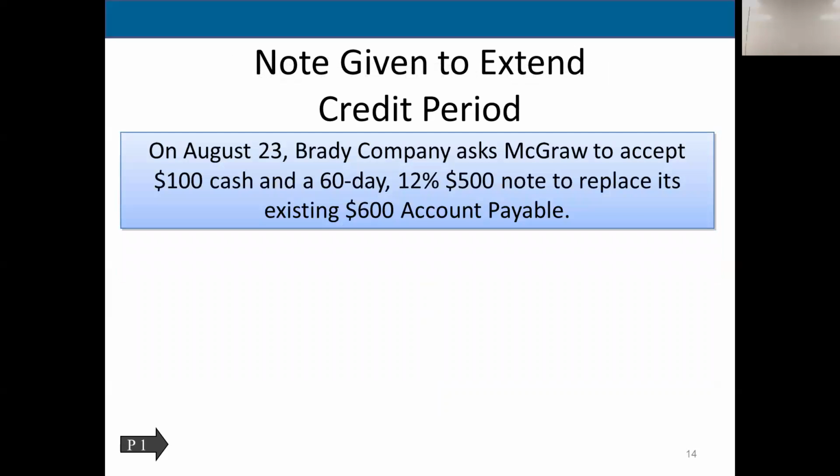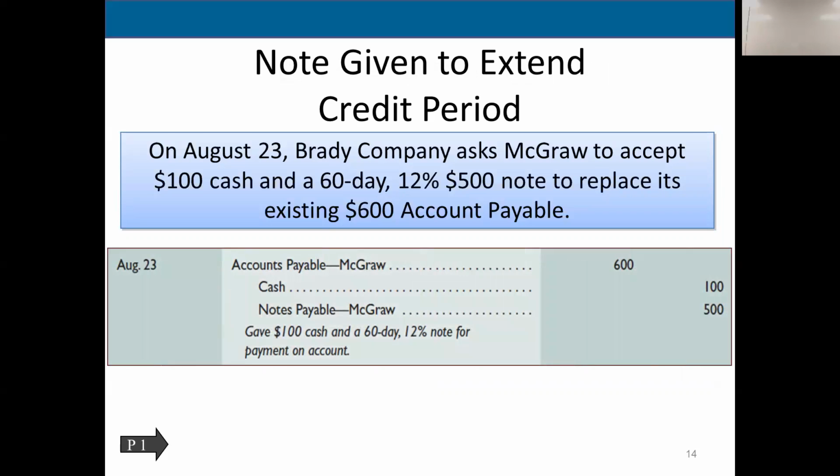All right, on August 23rd, Brady asked McGraw to accept $100 cash and a 60-day 12% $500 note to replace its existing $600 account payable. Looks like Brady doesn't have $600 or has found better use of that $600 on his balance sheet. So he comes to McGraw and asks him to accept $100 cash, and then he's wanting to finance the remainder over 60 days at 12% interest.